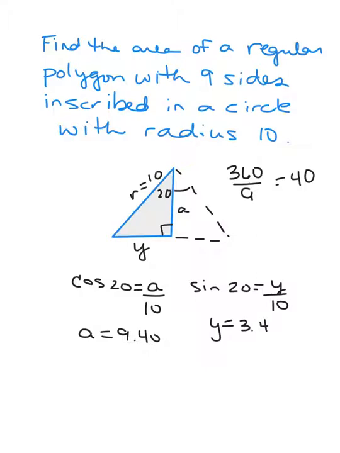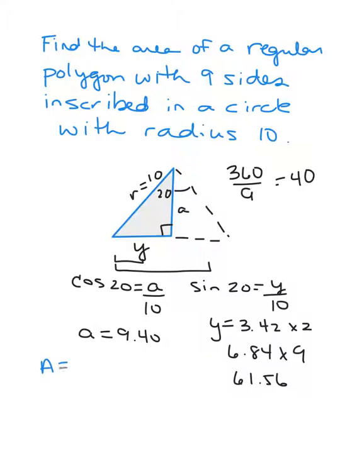Now the thing with that, remember this is this piece right here, I need the whole side. So I multiply that by 2. So one side is going to equal 6.84. Now again, there's 9 sides, so the perimeter is going to be 61.56.